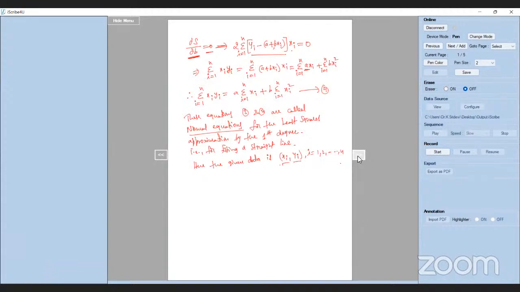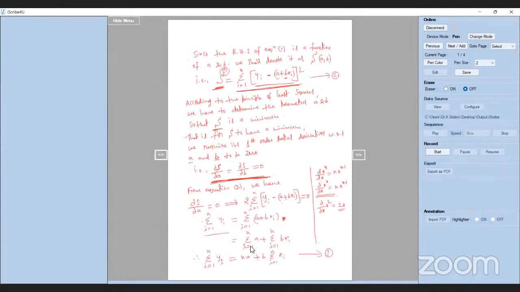So now use these tabular values to find the required sums in equations 3 and 4. So observe equations 3 and 4. First, in equation 4, the sum of xi into yi, the summation of xi, and this is the summation of xi square. So if you observe the third equation, what is equation 3?